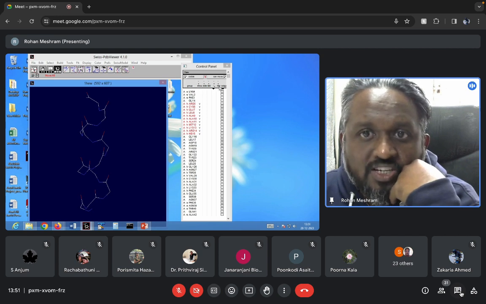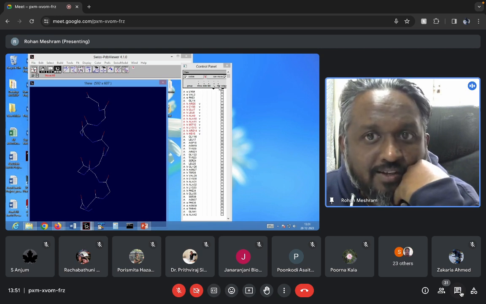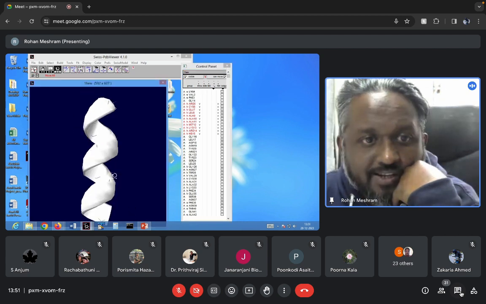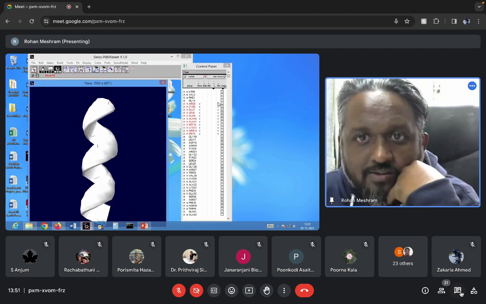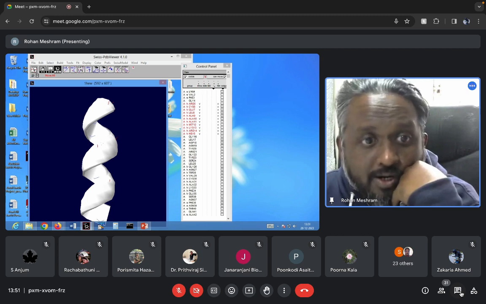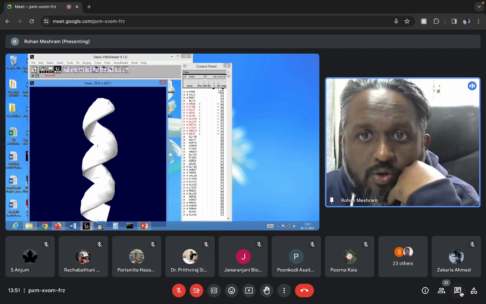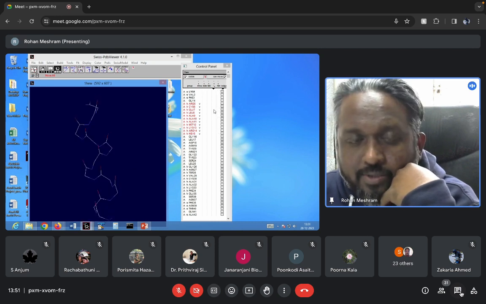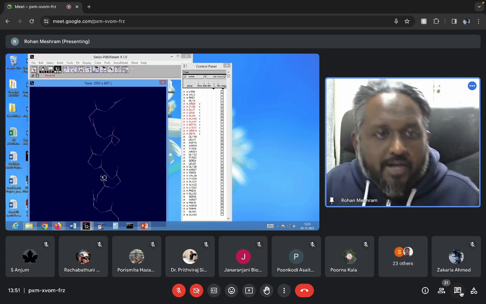You can also see the same alpha helix in ribbon representation, right? Now it is very clear that this is an alpha helix. If you want to undisplay it, all you have to do is simply click on this minus button. That will let the ribbon representation go away, right?